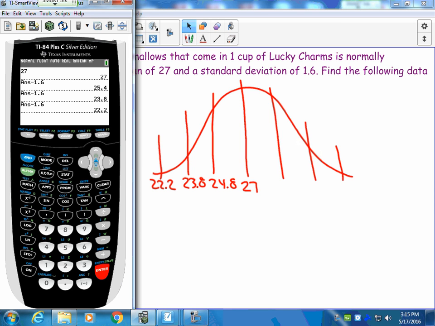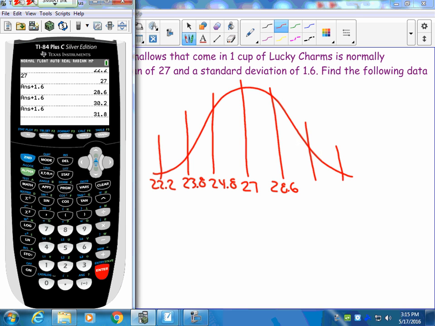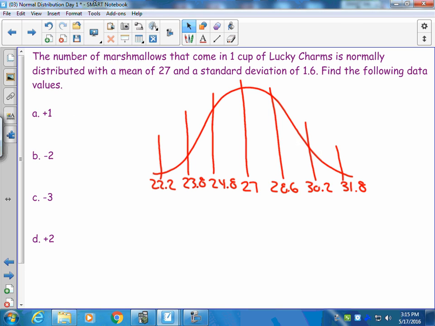And I can do the same thing on the high side. I start with my average and load that with an enter, and I'm using basically a recursive sequence here. I'm adding my standard deviation of 1.6, 1 time, 2 times, 3 times, to get the values of 1 standard deviation above average, 2 standard deviations above average, and 3 standard deviations above average. So you know that if you scoop 1 cup of Lucky Charms, the number of marshmallows you're going to get is going to be somewhere between 22 and 32, almost 100% of the time.